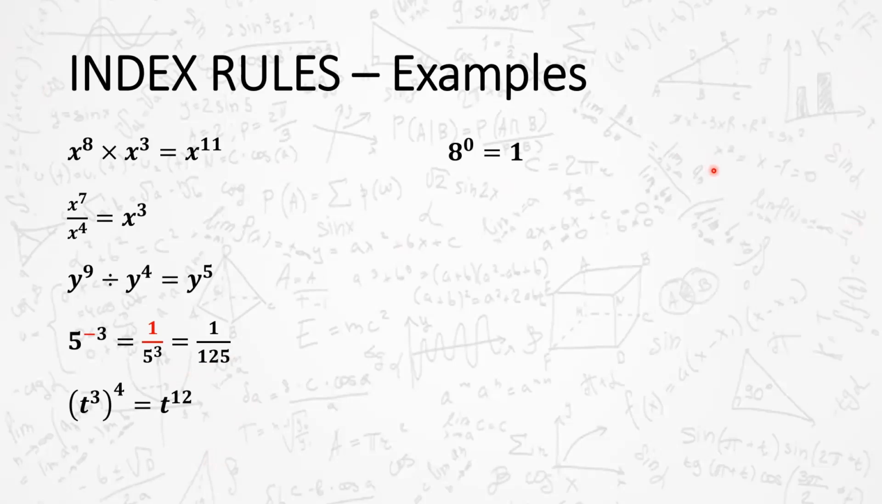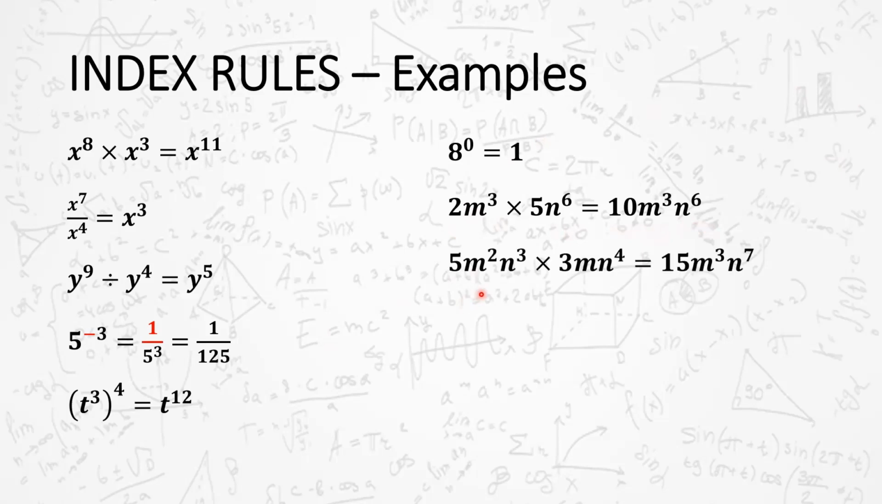Next one, we have a combination. 2m to the power 3 times 5n to the power 6. So numbers go with the numbers. 2 times 5 gives you 10. m to the power 3, n to the power 6. 5m to the power 2, n to the power 3 times 3mn to the power 4. Again, group them. 5 times 3 gives you 15. m to the power 2 times m gives you m to the power 3. n to the power 3 times n to the power 4 gives you n to the power 7.